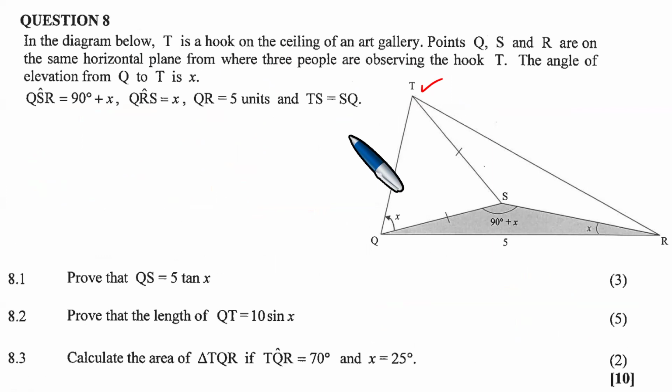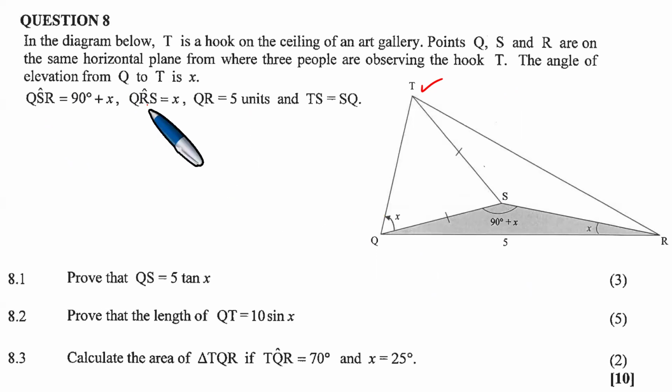So now, let's continue and look at what we can do. In the diagram below, T is a hook on the ceiling of an art gallery. Points Q, S, and R are on the same horizontal plane, from where three people are observing the hook, T. The angle of elevation from Q to T is X. QSR is 90 degrees plus X.